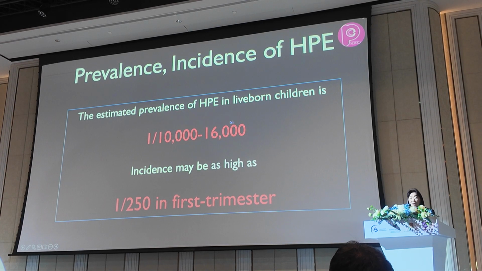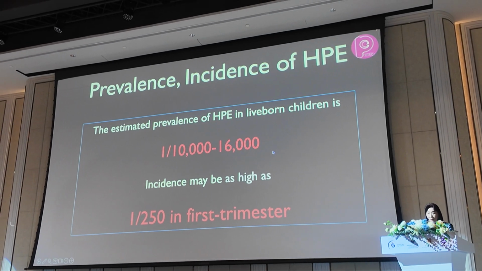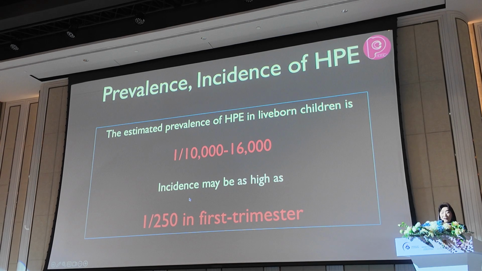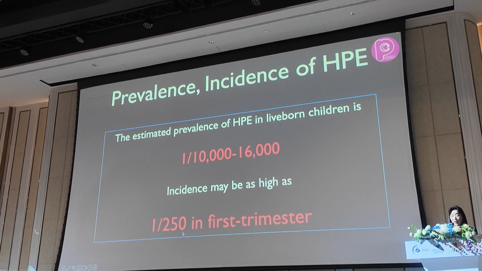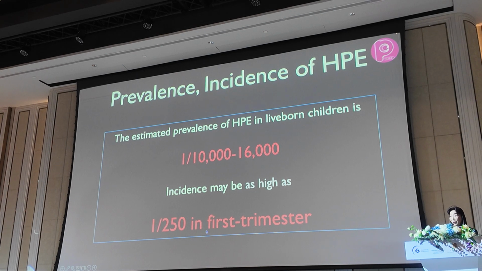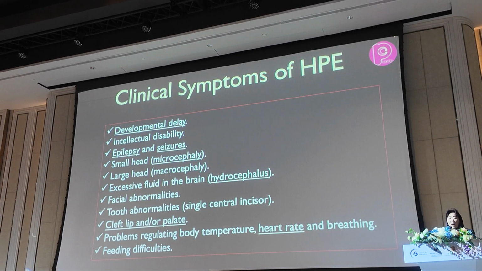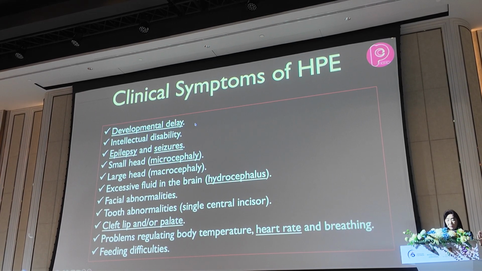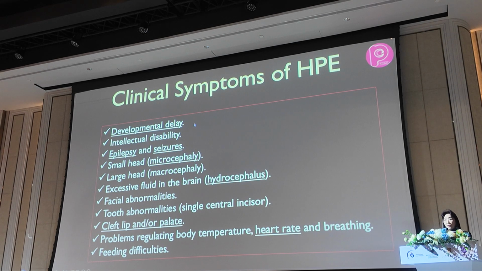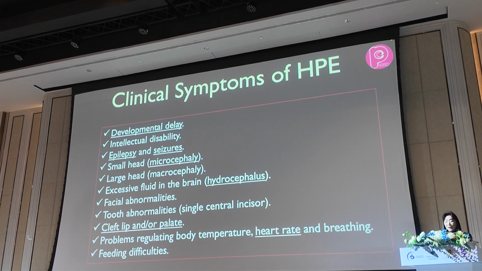And the prevalence and the incidence are like this. The prevalence in live-born children is 1 out of 10 or 16,000. However, the incidence may be as high as 1 out of 250 in the first trimester. Why? Because most of them die during the pregnancy. Now, the clinical symptoms are developmental delay, seizures, epilepsy, and so on. And they have many kinds of facial abnormalities.